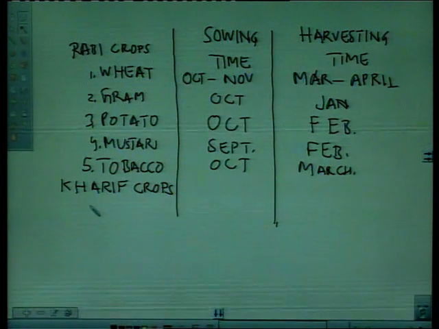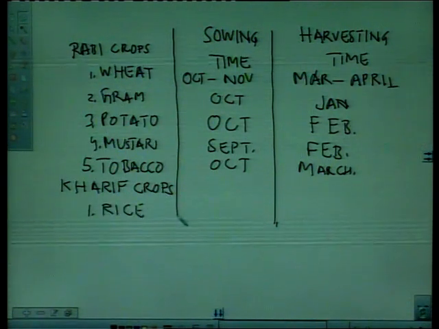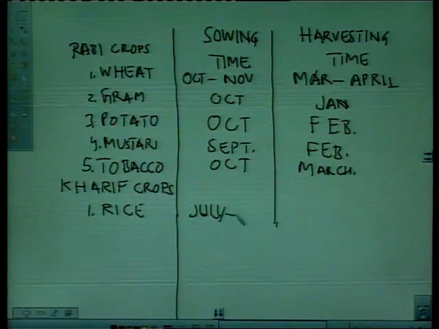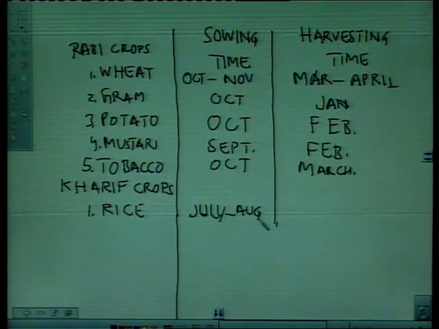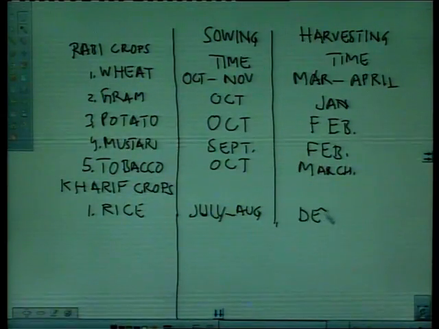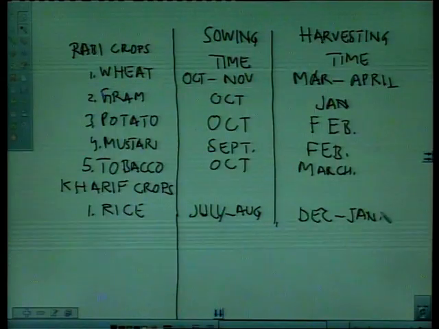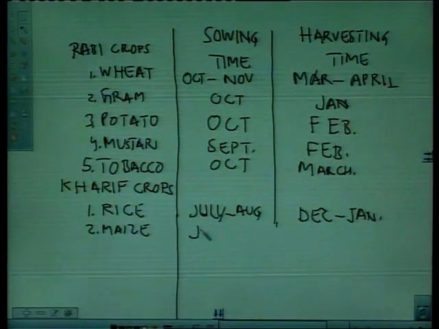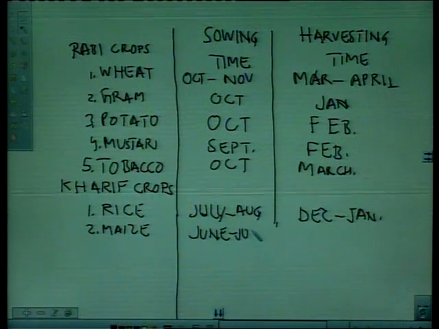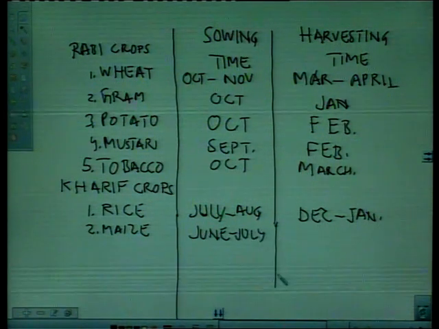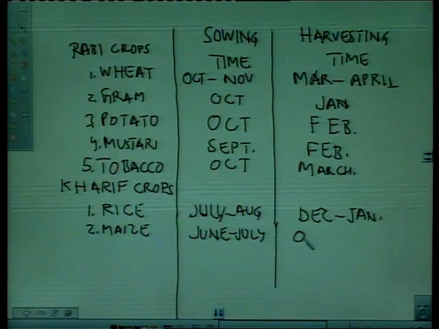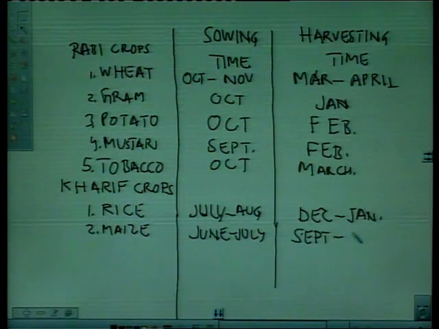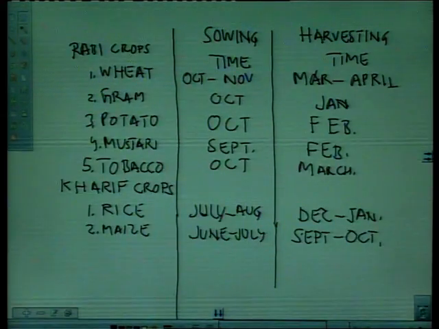So, first of all rice. A lot of water is required while sowing this one. Sowing time is July, August, and harvesting time December, January. Then maize: sowing June, July, and September, October is harvesting time.